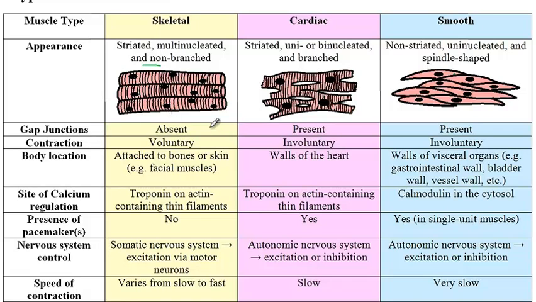Regarding contraction, we discussed that skeletal muscles are under our voluntary control, versus cardiac and smooth muscles, which are not under our conscious control. In terms of location, skeletal muscles can be attached to bones, like our triceps or biceps muscles, or to the skin, like our facial muscles. Cardiac muscles, as the name implies, construct the walls of the heart, and smooth muscles, we discussed, are found in the walls of hollow or visceral organs, like the bladder, GI tract, and blood vessels.